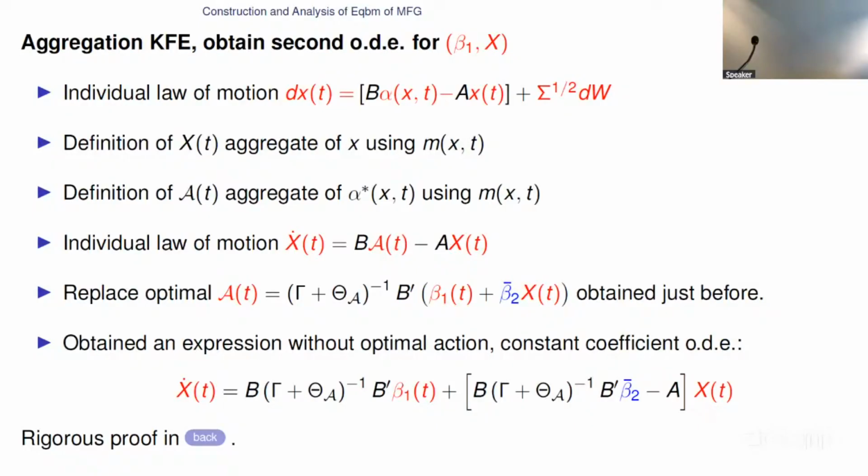Why x dot? There's no shocks in it, so the law of large numbers will give us a deterministic change in x. This is an ODE for x as a function of beta 1 and x, constant coefficients. All the coefficients there are known. So now let me collect everything.